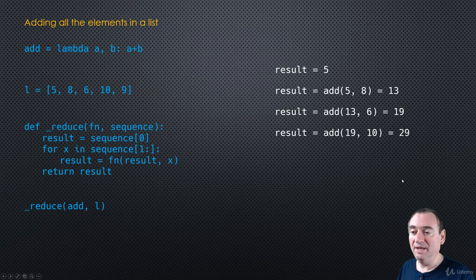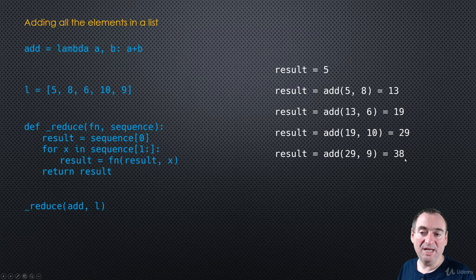We do that one more time. We have 19, the previous result, and 10, we get 29. And for the last element, and therefore the last iteration in this loop, we're going to take 29 and add it to 9. And so we end up with 38. That's our result. That's what gets returned. And that is the sum of all the elements in this list.